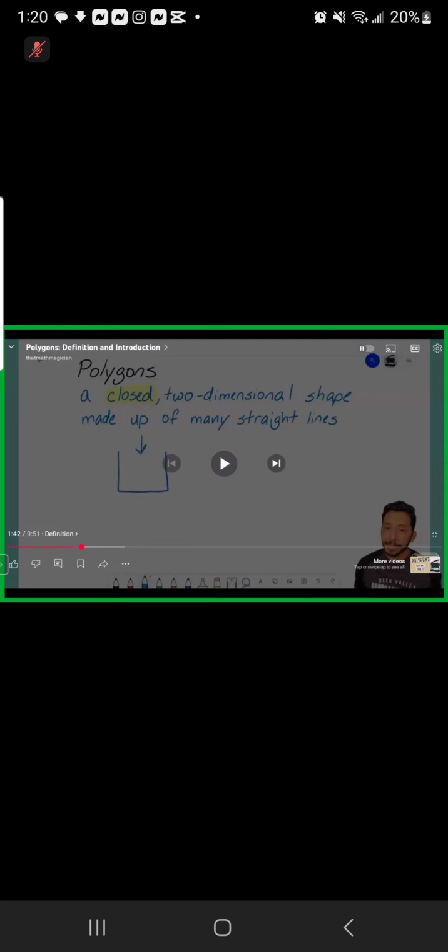All right, so make sure we understand that now. In order for the figure to be defined as a polygon, it must be closed. Whatever number of sides it has, it must be closed. There can be no opening, there can be no curves, because it has to be straight lines that close the figure.